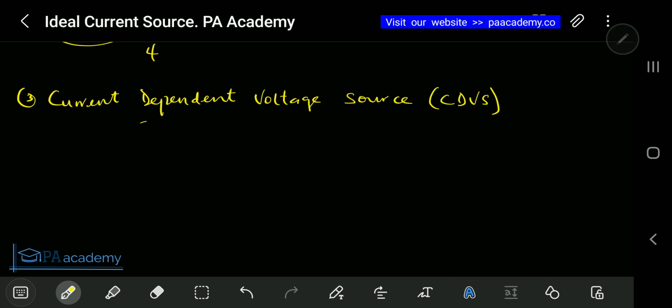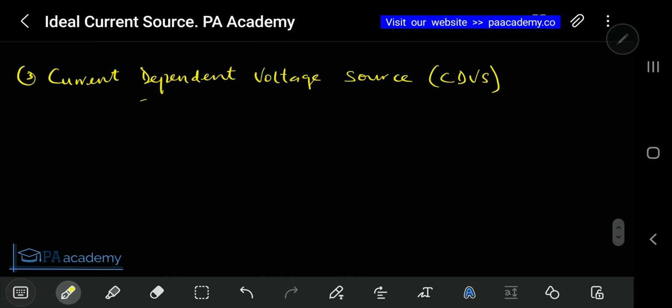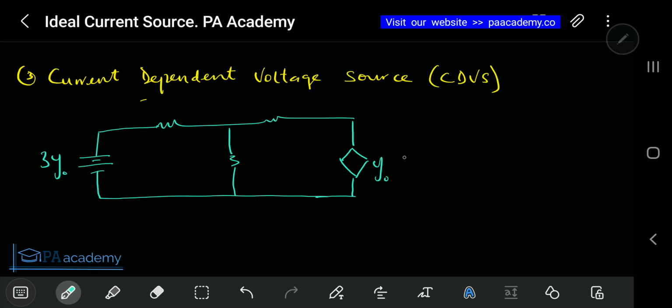We're having what? A current dependent voltage source. For this also, let me just quickly draw a simple circuit so that we can use it to analyze what this is also talking about. Alright, so this is just a simple circuit to explain it. So now we have a current source here. Let me just put this direction here. And then the value of this current source, we are giving it y naught.